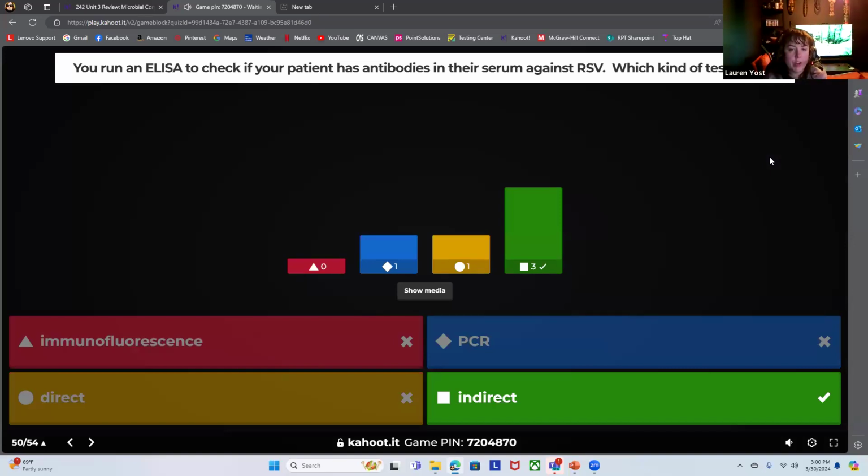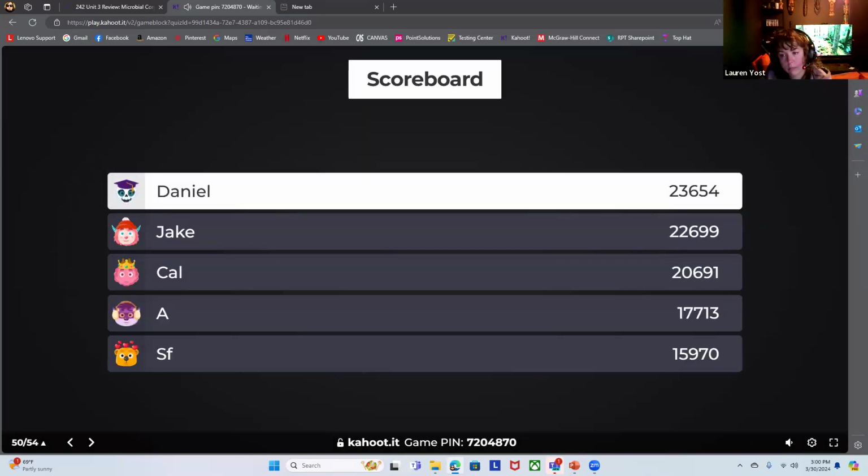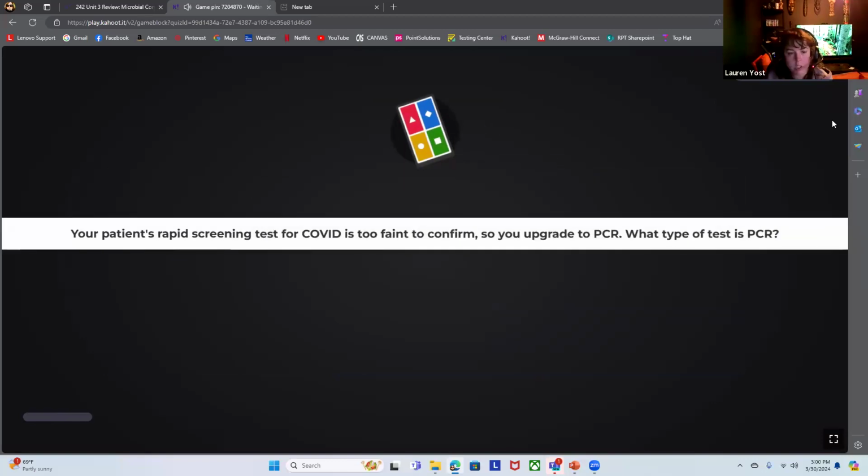All right, so remember that indirect immunotests of any kind, whether it is ELISA or any of the other ones, if we're doing it in indirect format, we're looking to see if the patient has the antibodies. Direct is checking for the antigens.